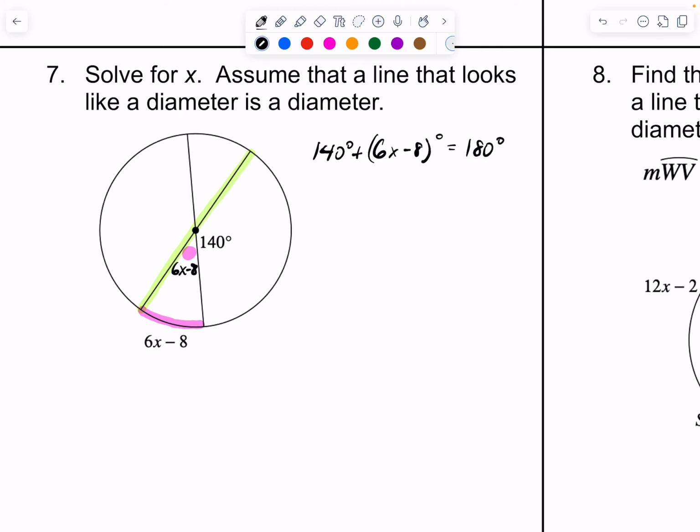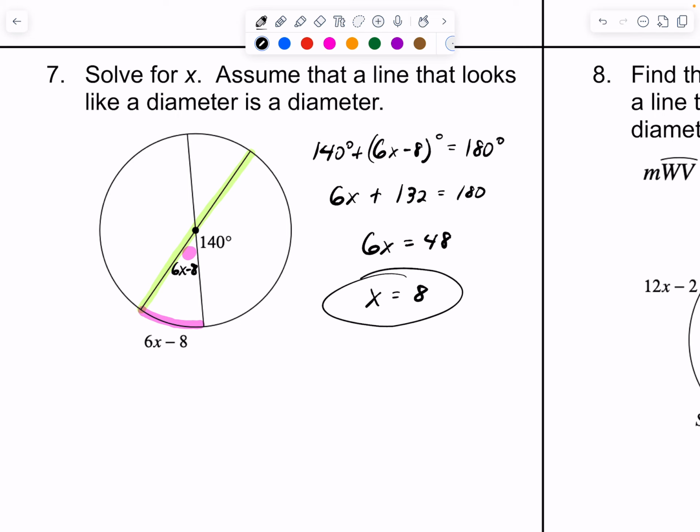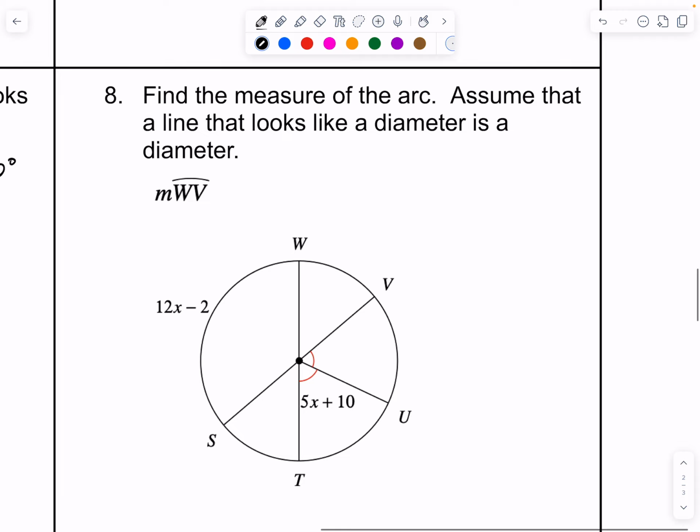All right, so I'm going to combine like terms. That's going to be 140 minus 8 is 132. Move the 132 over, and you're going to get 48. So x is equal to 8. All right, it just says to solve for x, so we are finished. Okay, let's do one more, last one.